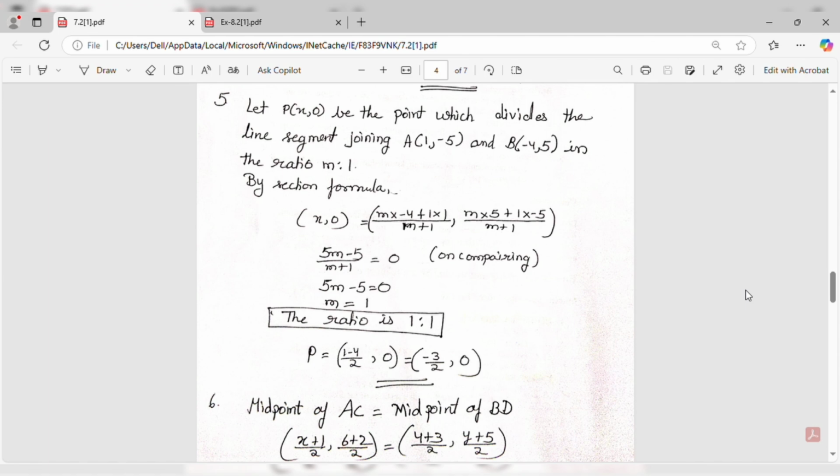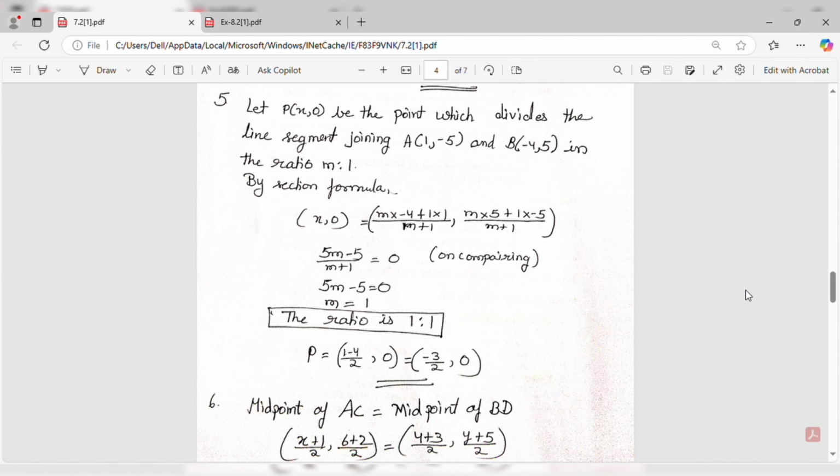So since the point lies on the x-axis, its y-coordinate will be 0. We will take a point P whose coordinates are (x, 0) and it divides the line segment AB in the ratio m:1. By section formula, we will get (x, 0) equal to ((m into minus 4 plus 1 into 1) upon (m plus 1), (m into 5 plus 1 into minus 5) upon (m plus 1)).